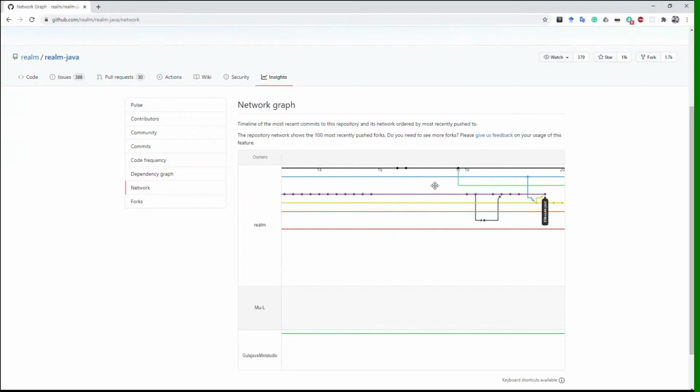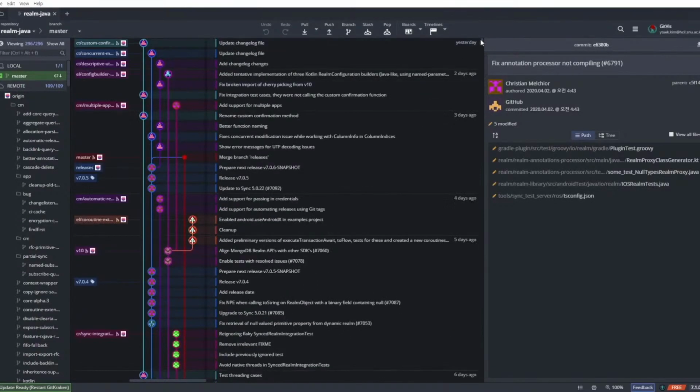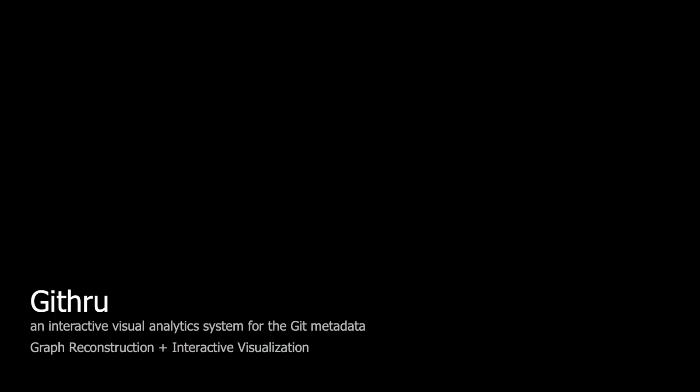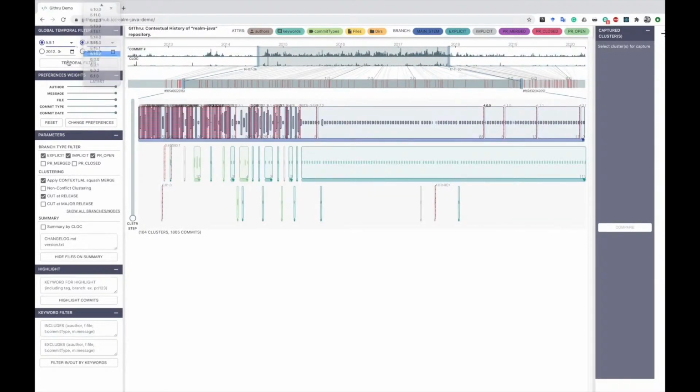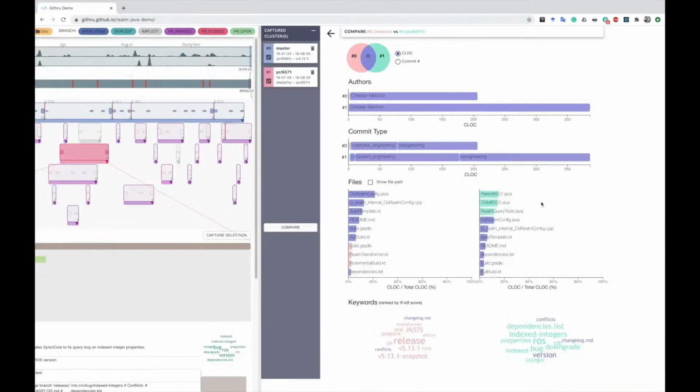Suppose you want to see the overall commit structure of a new project repository. Using Git client tools, GitHub Network, or the Git log command, it's quite burdensome to get an overview and navigate data. We present Gitthrough, an interactive visual analytics system for Git metadata to help users explore and understand the context of development history.